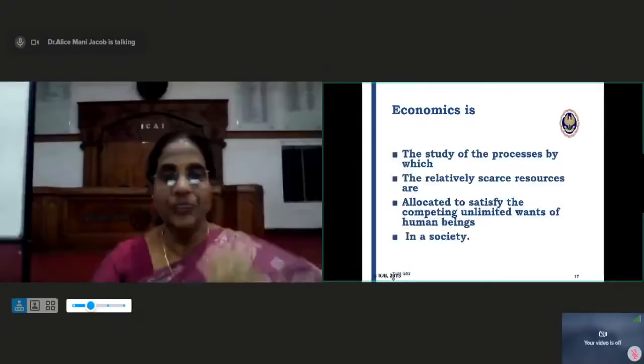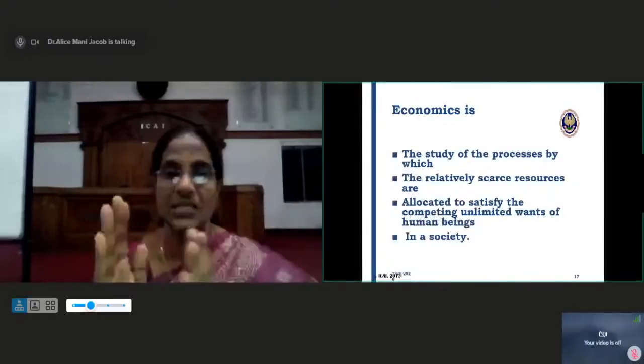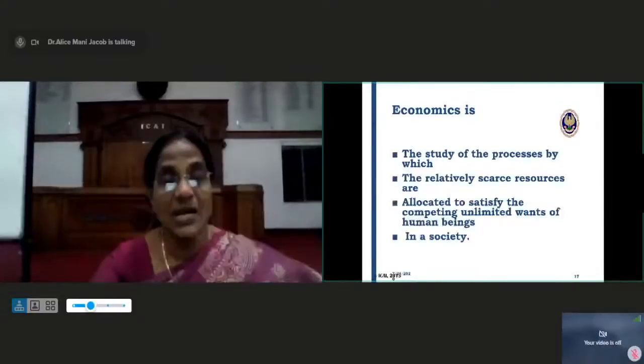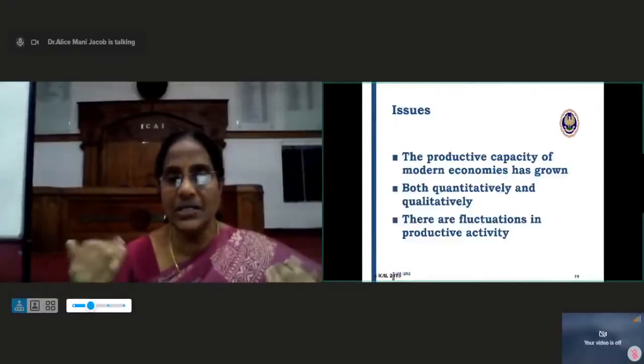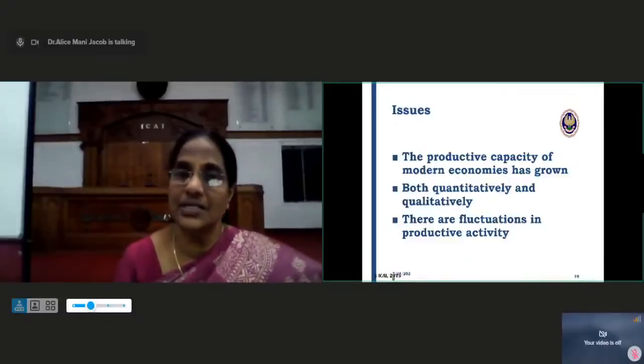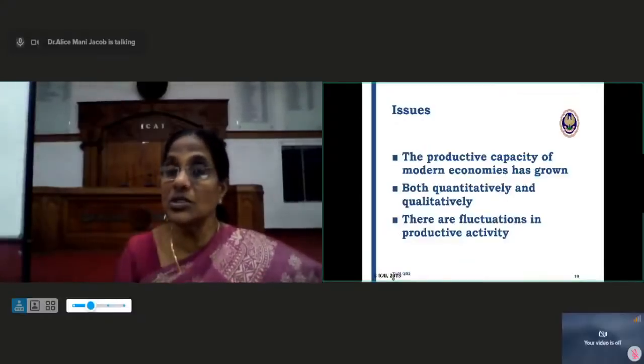Relatively scarce resources are that you attain maximum satisfaction by choosing those wants which are urgent first, satisfying them and trying to get the maximum satisfaction. And you will ask me, what is resource allocation into different uses? This is what economics is, right? It is actually increased. Then can you say the resources are scarce?